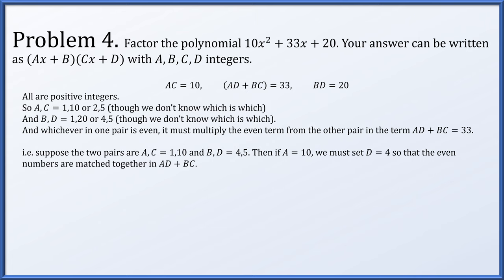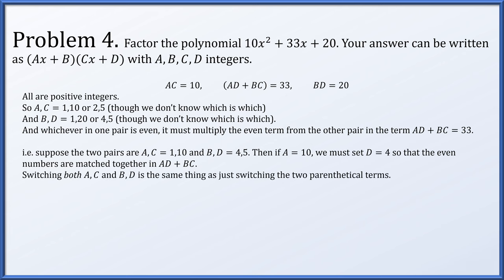So to elaborate on this point further, because it's potentially confusing, suppose you have the two pairs 1, 10 and 4, 5. If A is chosen to be 10, the even one, then in the expression AD plus BC, A is multiplying D. I picked A to be even. I have to pick D to be the even number out of its pair, 4. If I were to switch A with C, but also switch B with D, in effect, you're simply reversing your two parenthetical terms left to right. So between A and C, I could switch them and switch B and D and not really change anything. So I'm going to assume that out of the pair AC, I happen to put the smaller one as A. That's just going to cut down on the number of choices.